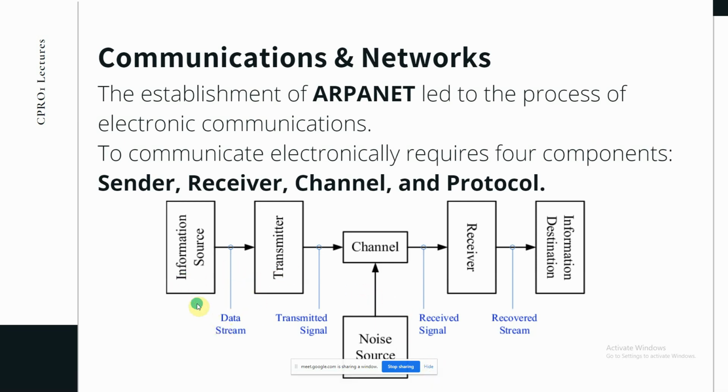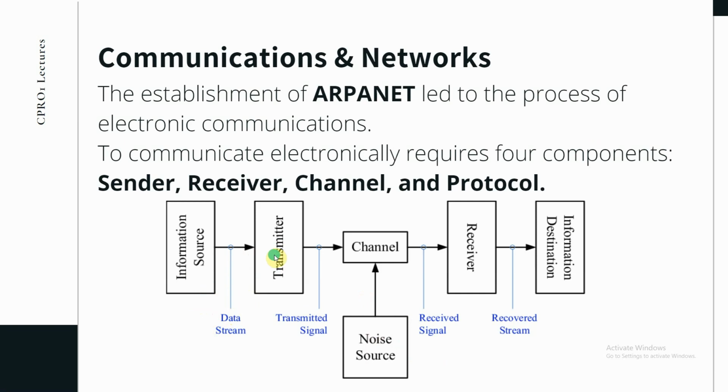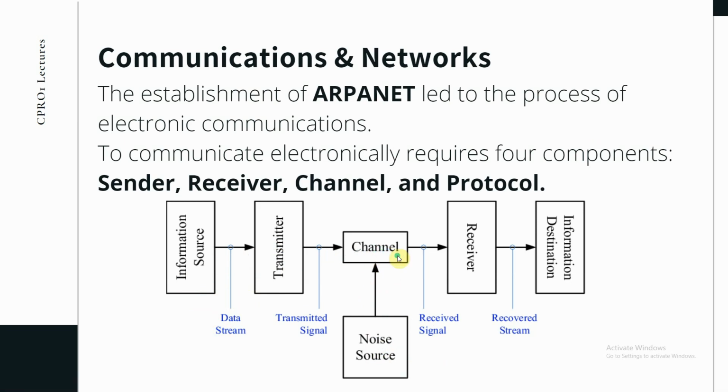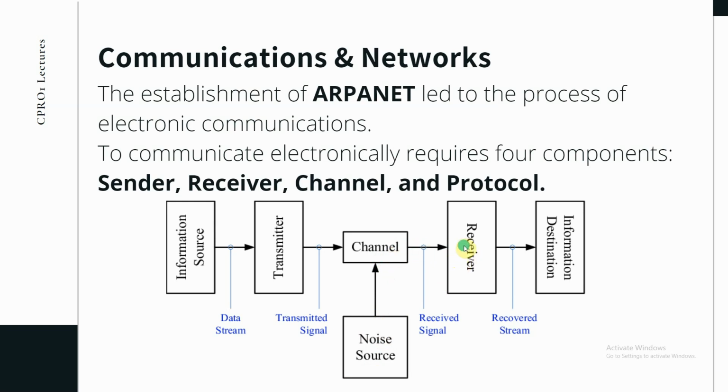in our flow chart, the left side is the information source wherein we get our data stream. As we go to the transmitter, the transmitter processes it to the channel by using the transmitted signal. Then we also have the noise source, wherein not all of the transmitted signal is channeled through to the receiver, as the noise is a way that intercedes with the communication signal. And then after the receiver gets the signal, we call it the received signal, it is then processed to the information destination via a recovered stream. So the four components start with the sender, receiver, then the channel, and the protocol.